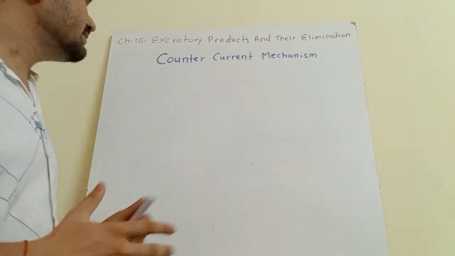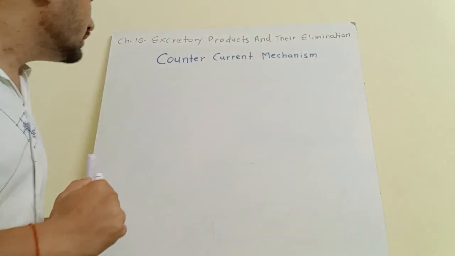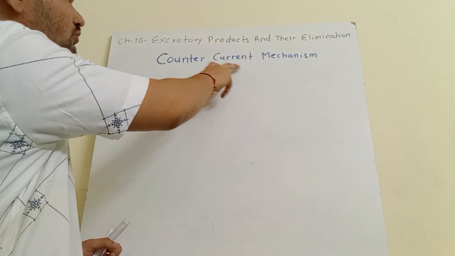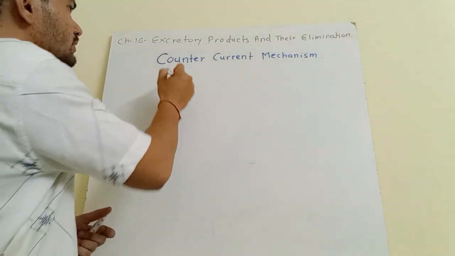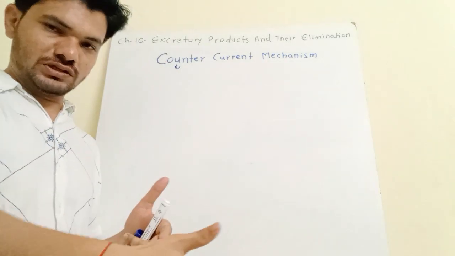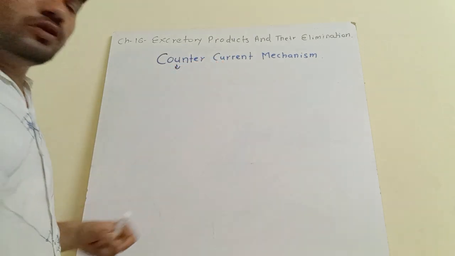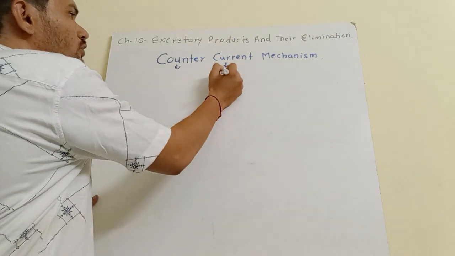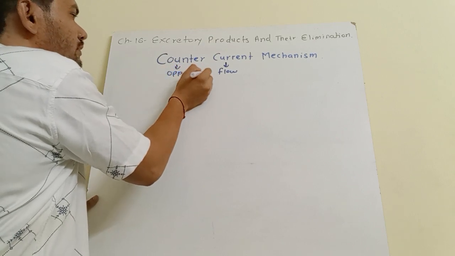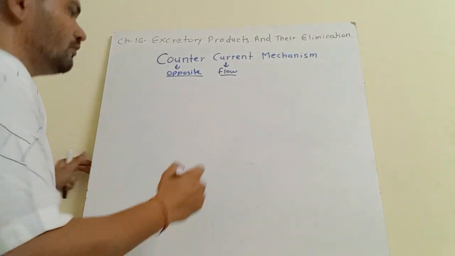And let's see, there are two main components we have to learn. First of all, we will see the meaning of these two words, counter current. Counter means whenever things are going in an opposite direction, right? And current means, we all know, flow. So opposite flow is going to happen in the kidney.